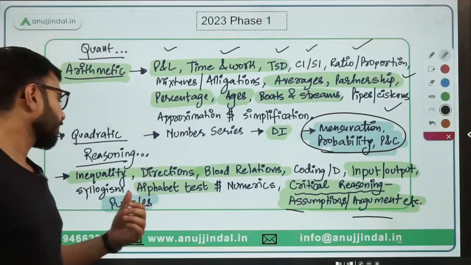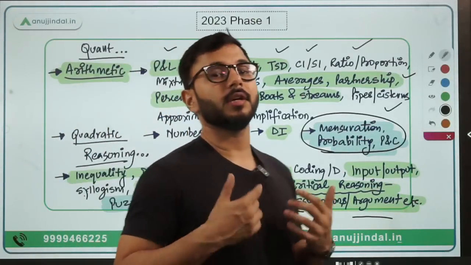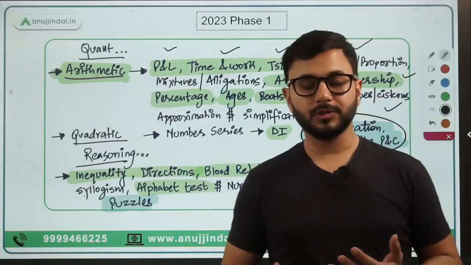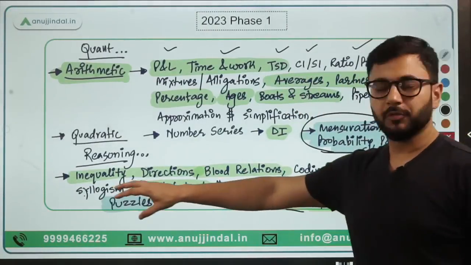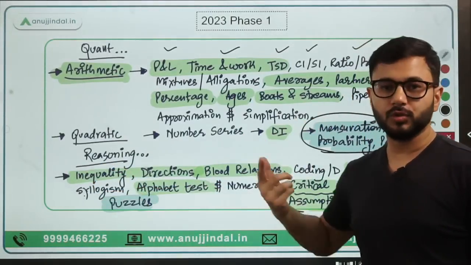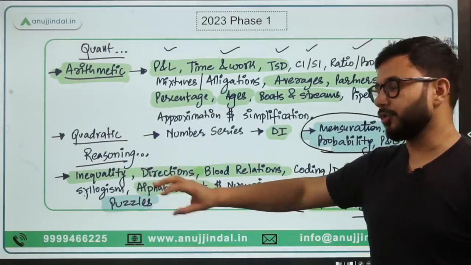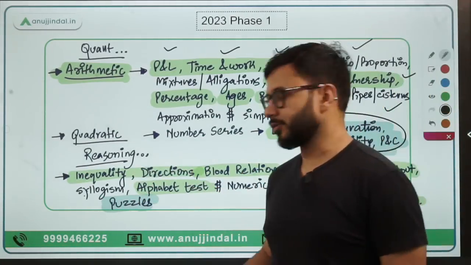So cover it well. The reason I've not highlighted syllogism is I find it easy, but I've seen a lot of students falter in syllogism. They find it difficult. Therefore, again, it's dependent upon your comfort. If you're able to use that logic and if it comes to you naturally, score well in syllogism, you will easily get 4 to 5 questions.